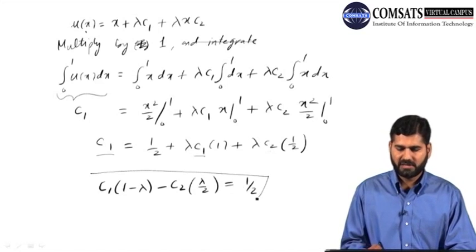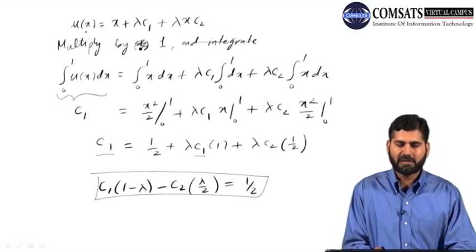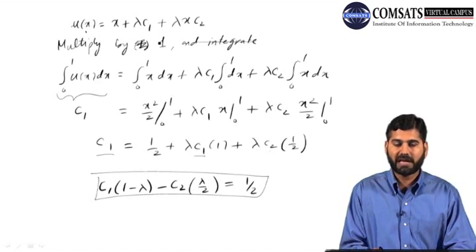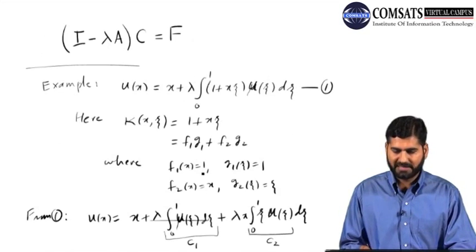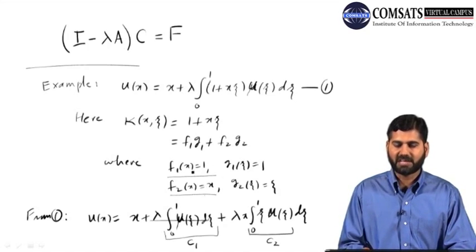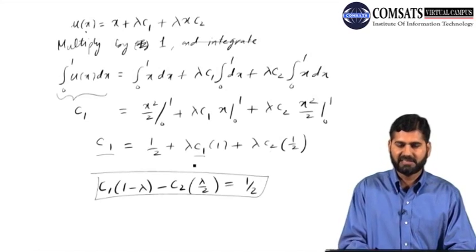So this is one equation. Now what I will do here, I will multiply by the other basis function. One is 1 and the second is x. So I will multiply by x now and integrate. This equation, let's call it 2.